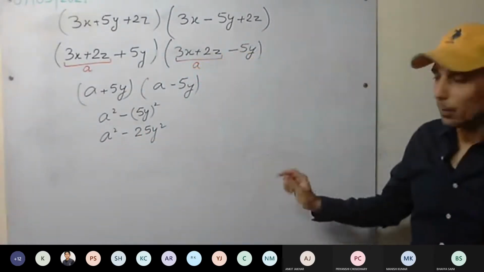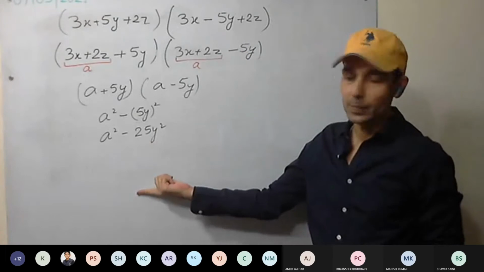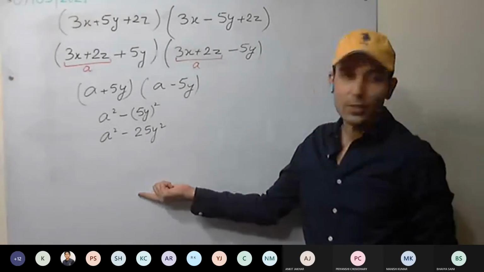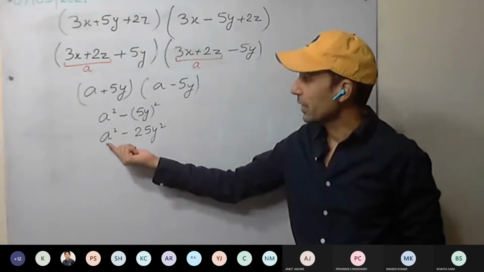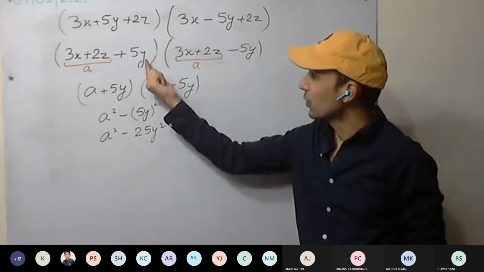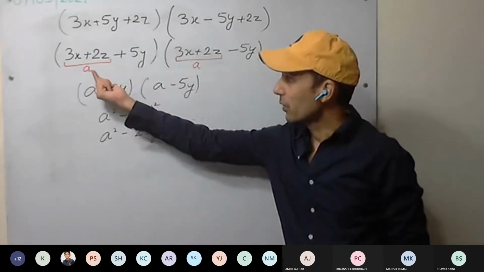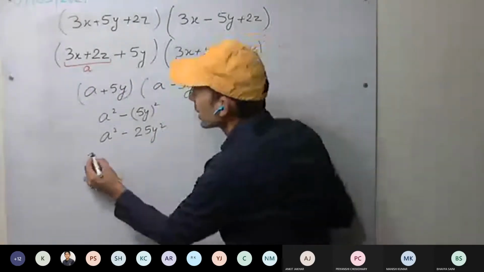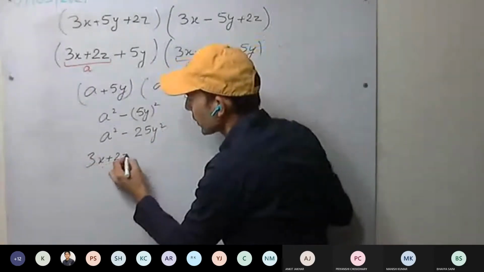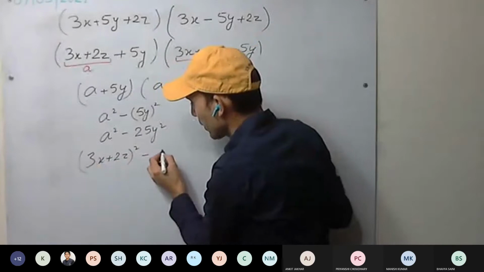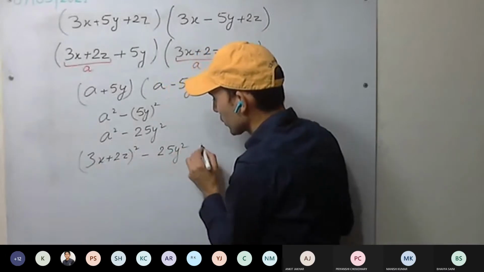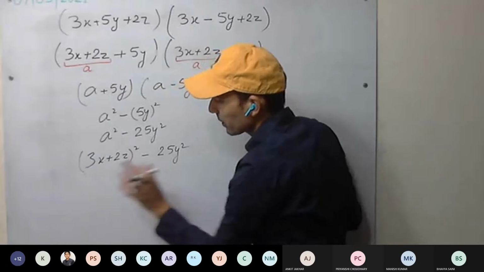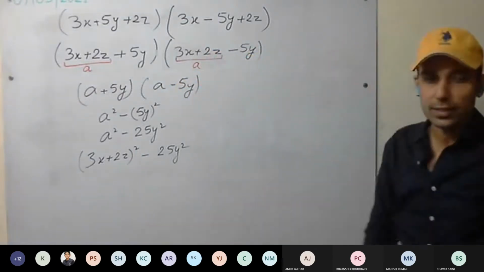Okay. Is our answer complete or do we have to do something more? Because the examiner doesn't know what A is. So we have to substitute again. What is the value of A we have got? So instead of A, we have to write 3x plus 2z whole square minus 25y square. This term we don't have to touch anymore. Solve this one. Now you can do it.